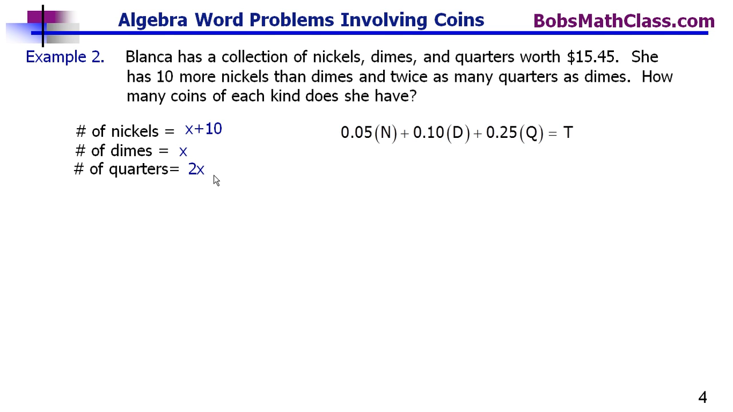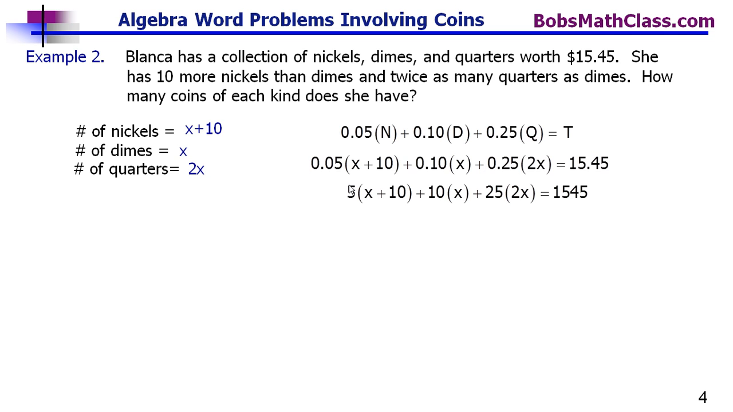You might want to pause the video and just go ahead and solve it yourself, or we'll just keep going. So we replace those expressions for each of these letters. Okay, now we're going to multiply both sides by 100 again, but I'm not going to write down the 100. We're just going to move the decimal point over 2 places in each product, here, here, here, and here. So that 0.05 just becomes 5, 0.10 just becomes 10, 0.25 becomes 25, 15.45 becomes 1545.